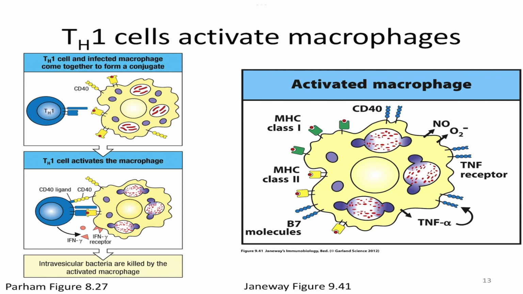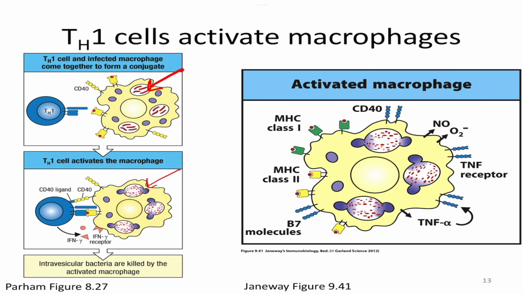And our macrophage that has previously phagocytosed something, you can see some bacteria that are in the phagosome of this macrophage. That macrophage, when activated, will get better at killing things that have been phagocytosed or bacteria that are living internally. And so you can see an activated macrophage here.